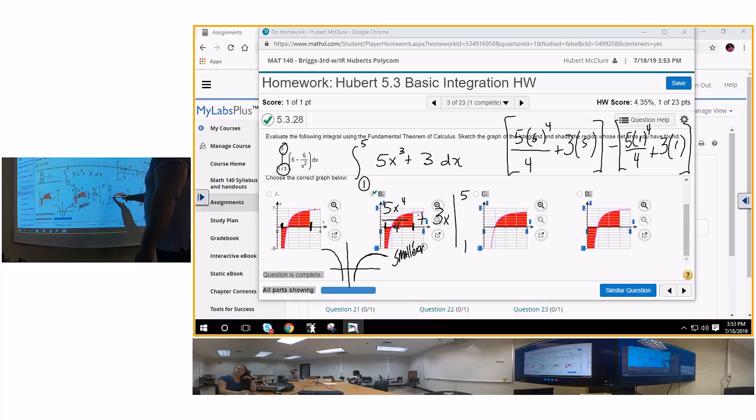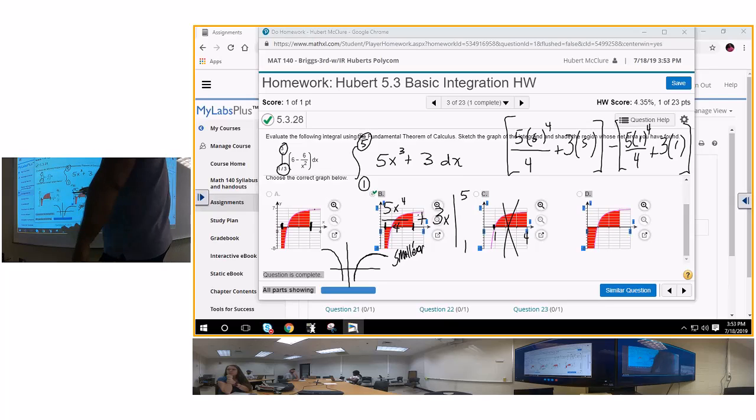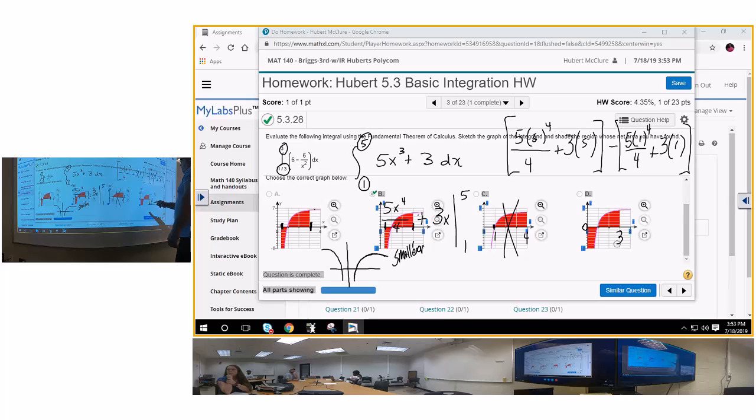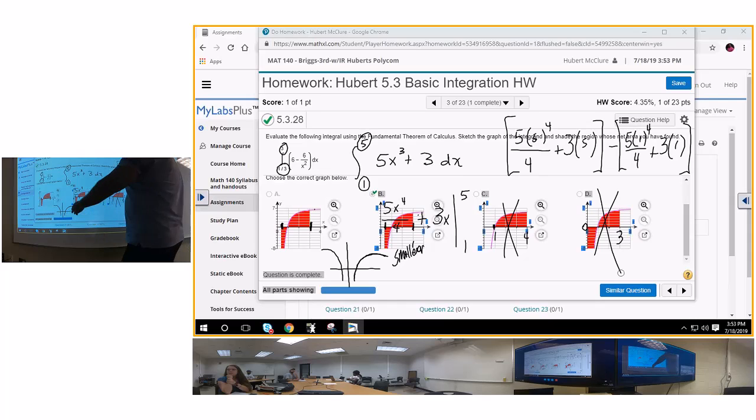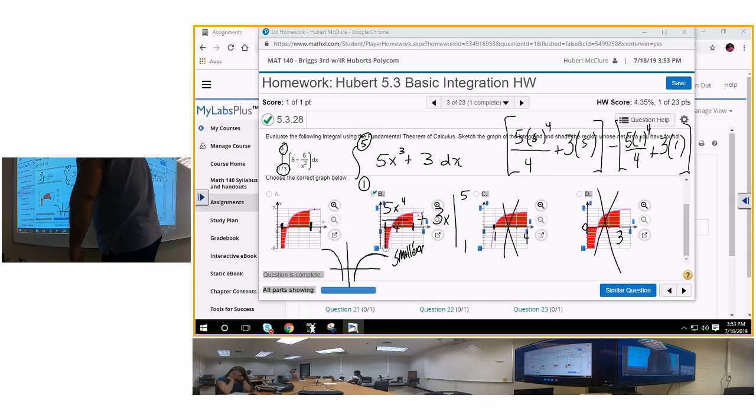This one starts at 1 and goes to 4, so that can't be it, because it's supposed to go from 1/3 to 3. So that one's not it. This one goes from 0 to 3. So that one's not it. So it has to be either the first or the second one. And the reason I picked the second one is because this area is small. This area right here is a small area.